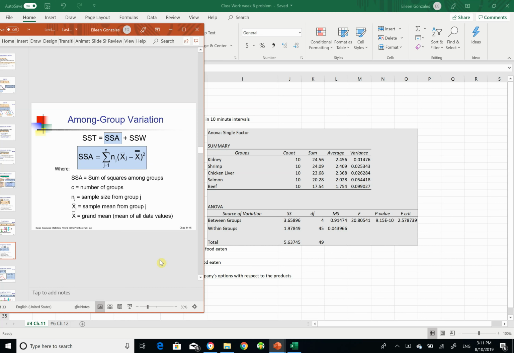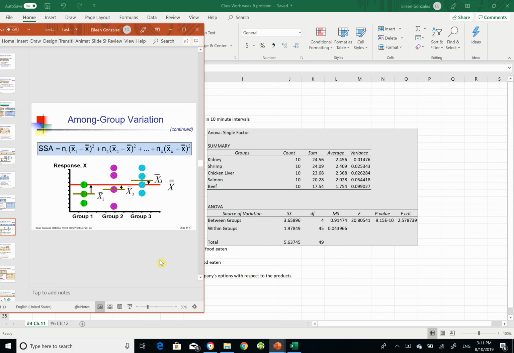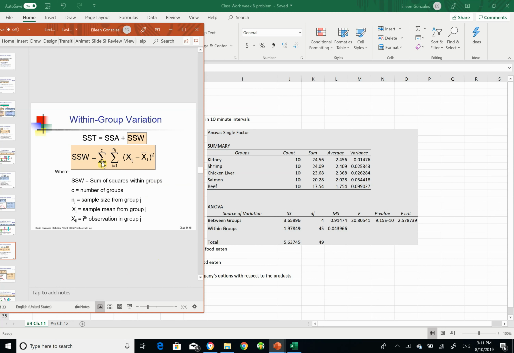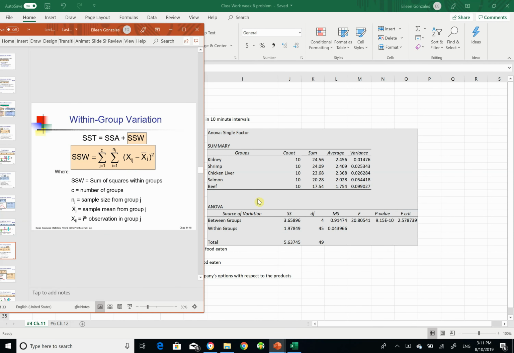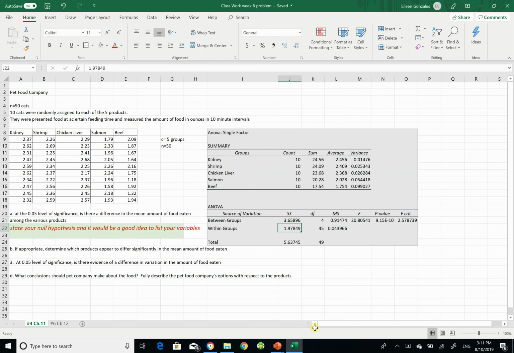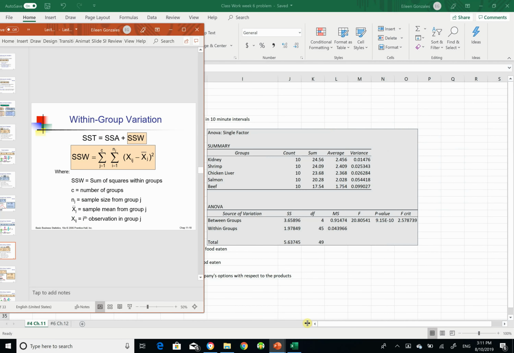In our next slide, it is our SSW. This equation right here is going to spit out this number right here, 1.97. Let's bring that slide back up. And so the SSW, this is the equation for 1.978.